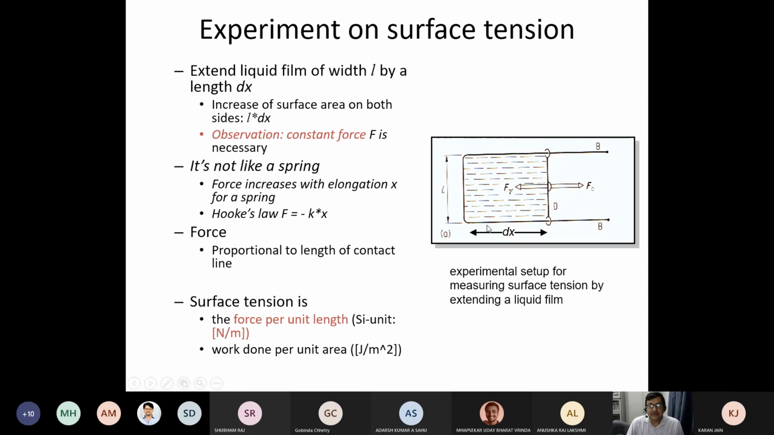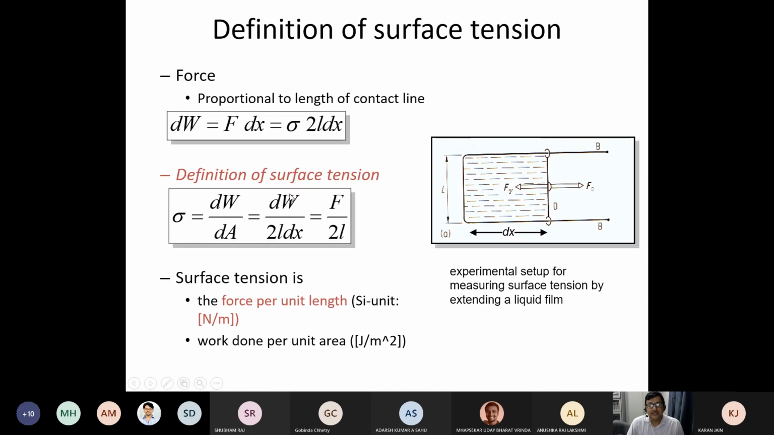And then what you say, the observation is that a constant force F is necessary. It is not like a spring. For a spring, force increases with elongation x, so Hooke's law is F equals minus k times x. Just now we have studied. Right. Now here, how do you do it? So you say that dW, that is the work done, which is the force times displacement. That is the force that you have applied.